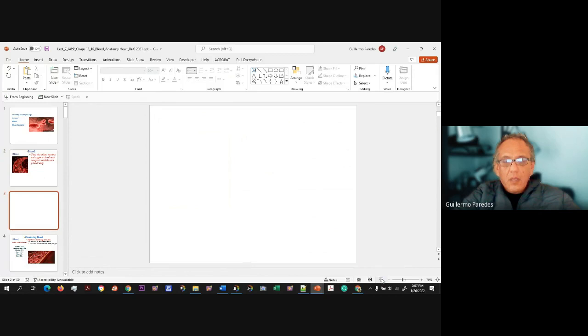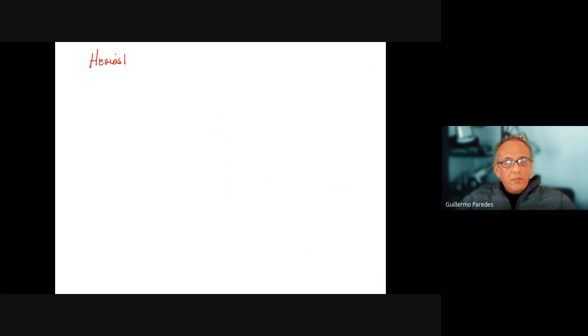Okay, so here we are going to talk about hemostasia. Hemostasia means the production of a clot. Clot is the same as saying thrombus. Okay, what is a clot or thrombus? Thrombi is the plural, thrombus is singular. What is a clot? A clot is composed of red blood cells plus platelets plus coagulation factors, that is the fibrin.